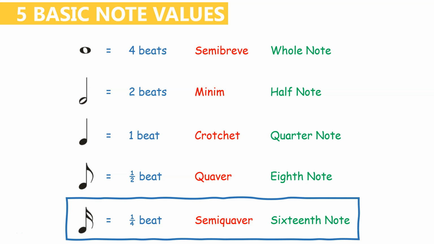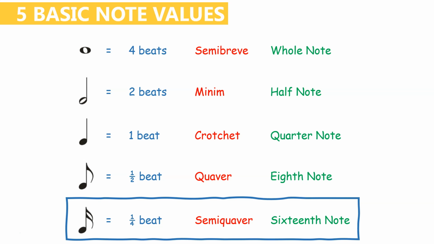In classical music theory, most people refer to these notes by their international names: semibreve, minim, crotchet, quaver, and semiquaver, instead of the whole note, half note, quarter note, 8th note, and 16th note. If you are thinking, which of these names should I be remembering? The international names are the more commonly used ones.